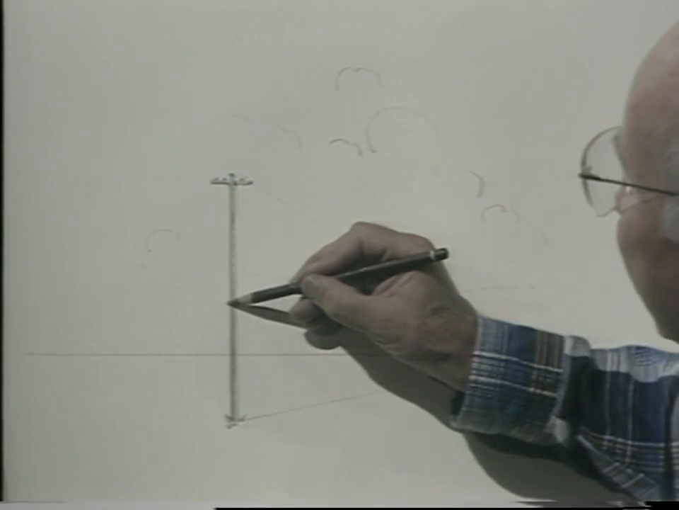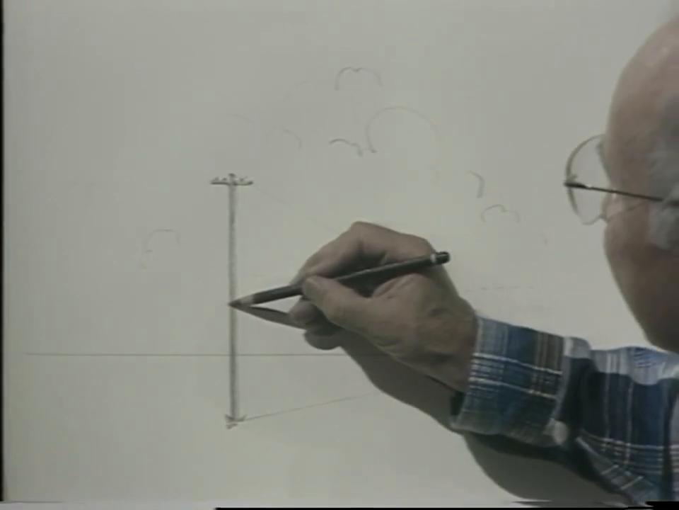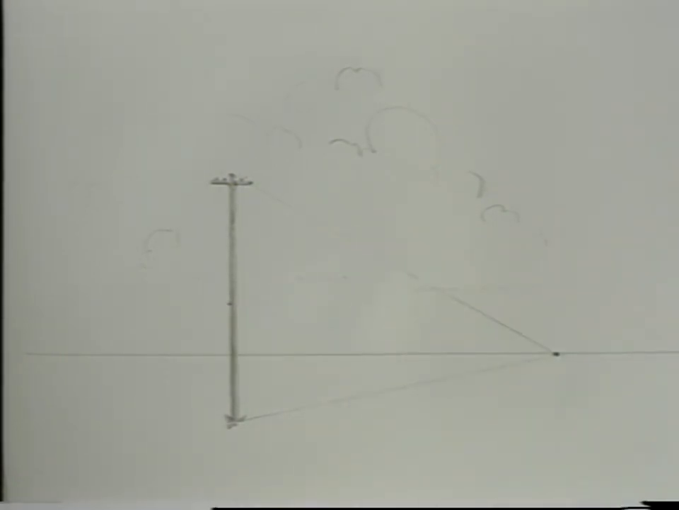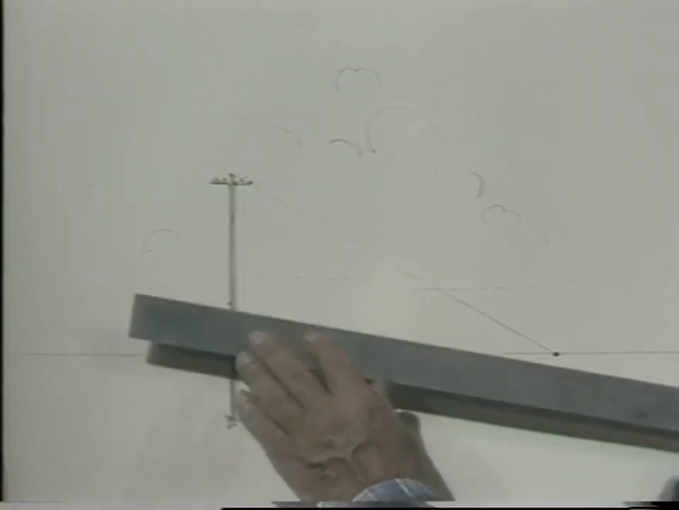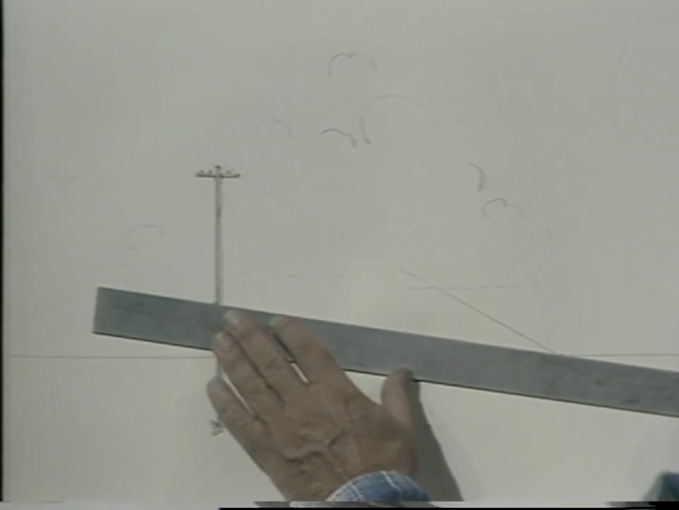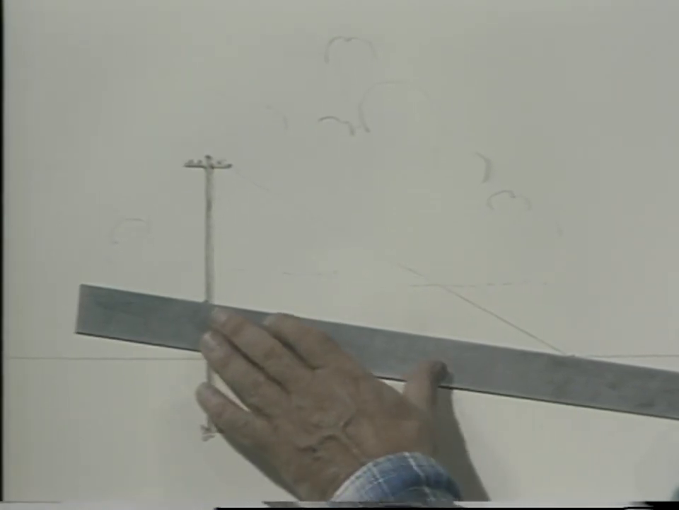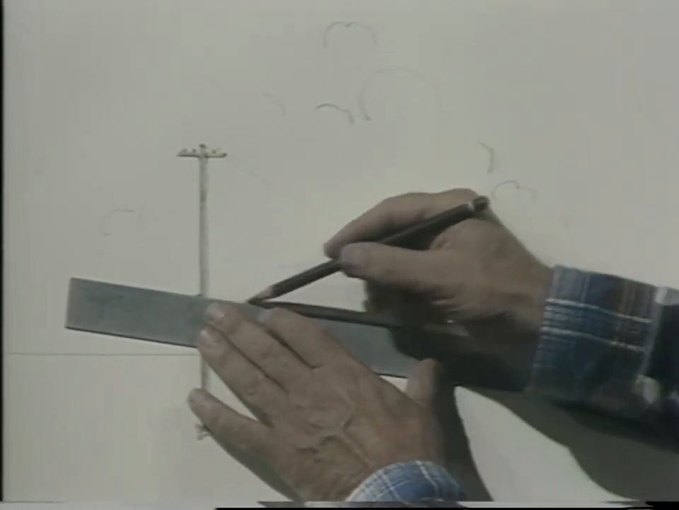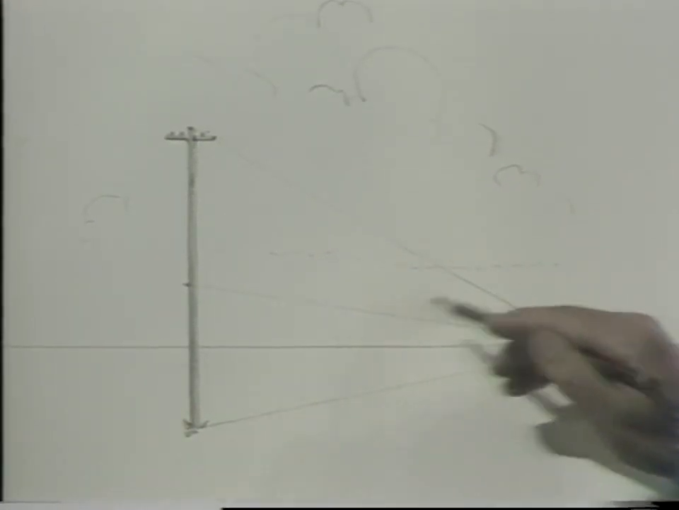Now the next thing we want to do is find the center of whatever it is. If it's a fence post, or here it's a telephone pole, we find the center, and you can do this by eye. You don't need a ruler, just use your eye. And I'm going to use a straight edge here now to put a line down through the center, because that line is very important in placing the telephone poles down here.